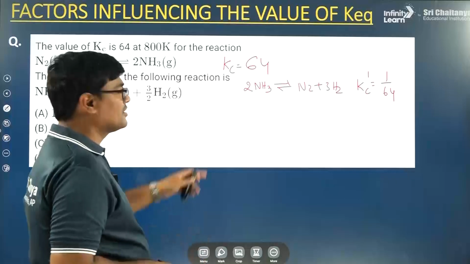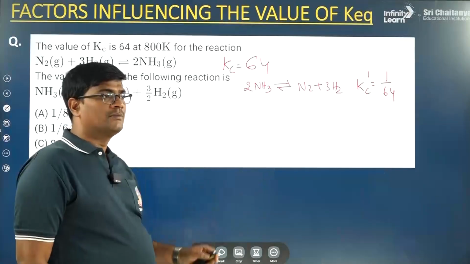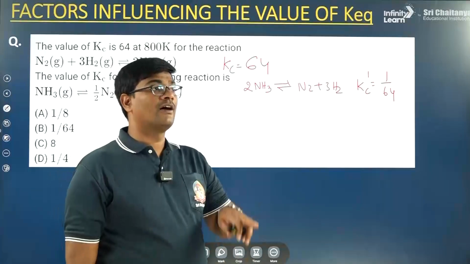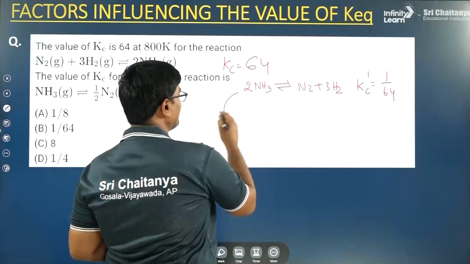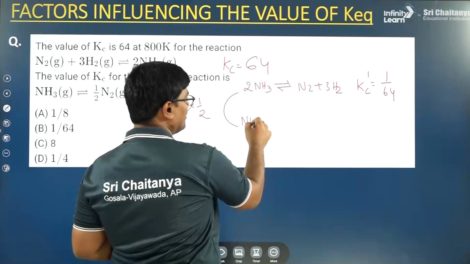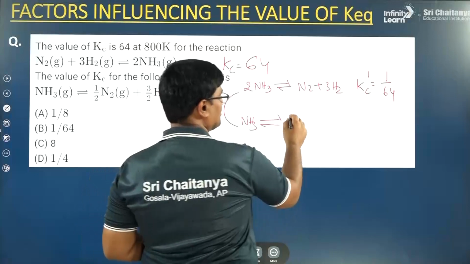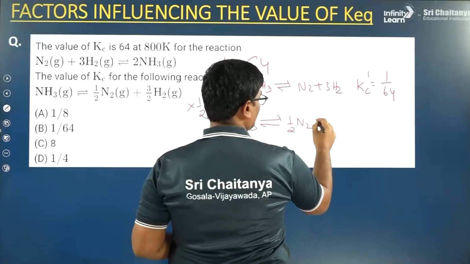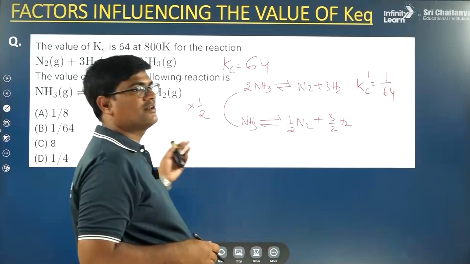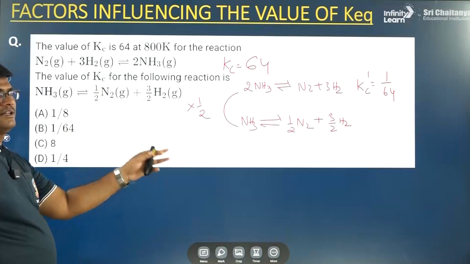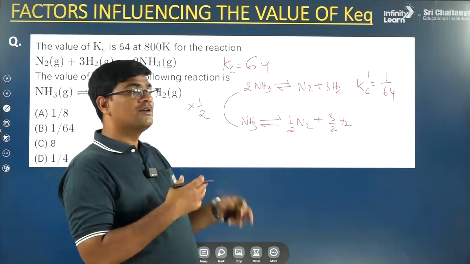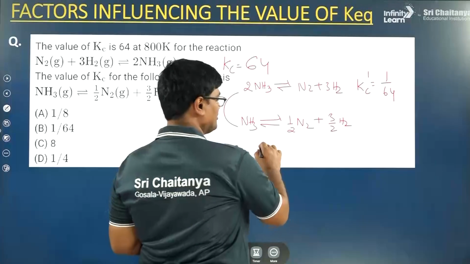Then what we need is, here 2 moles of ammonia is reacting, but we need only 1 mole of ammonia. That means we need to multiply the equation with half. Half into 2, 1 mole, and then half into N2, half N2, and then half into 3, that means 3 by 2 H2. We got our equation, NH3 gas producing half N2 gas and 3 by 2 H2 gas. Now I am multiplying with half, so what happened to our new equilibrium value?